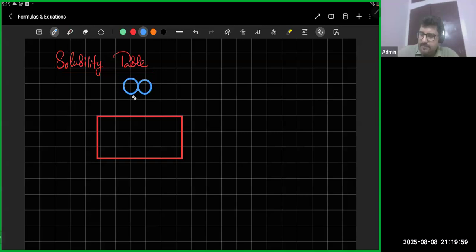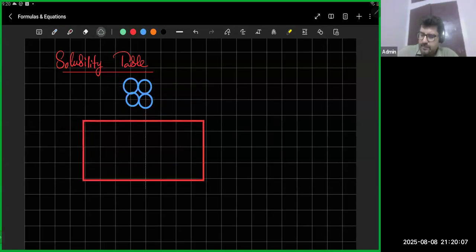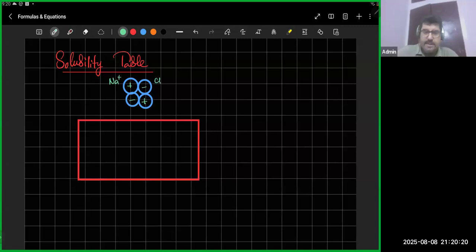You had Na plus one and Cl minus one ions. So you had a crystal where all the ions were sticking together. Positive ions, negative ions attracted to positive ions. So you had Na plus one ions and you had Cl minus one ions, right?